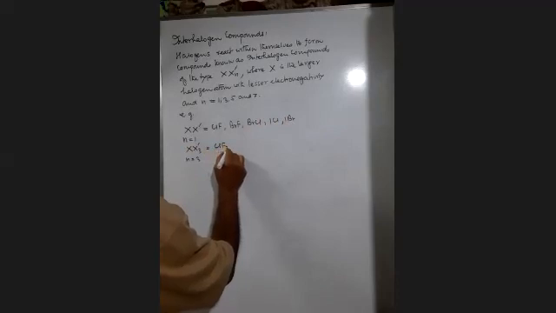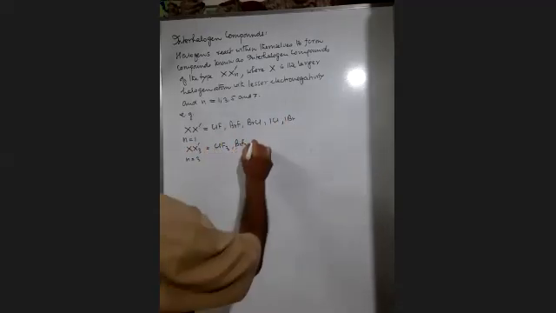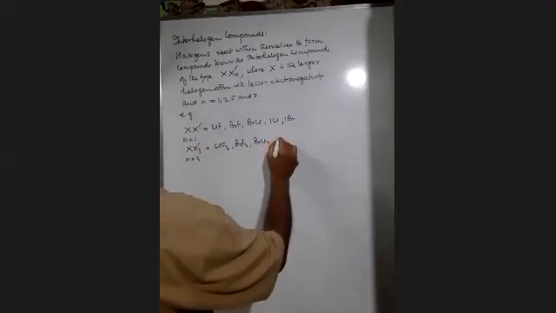Now XX prime 3, so n is equal to 3. ClF3, BrF3, BrCl3, ICl3.